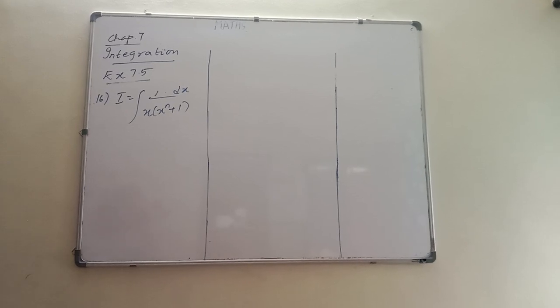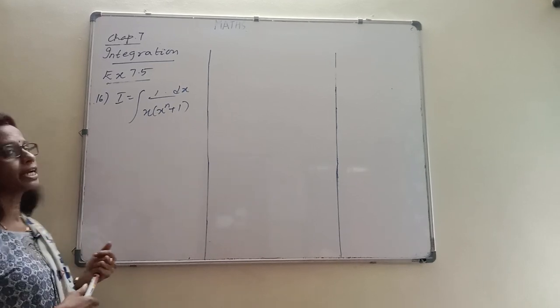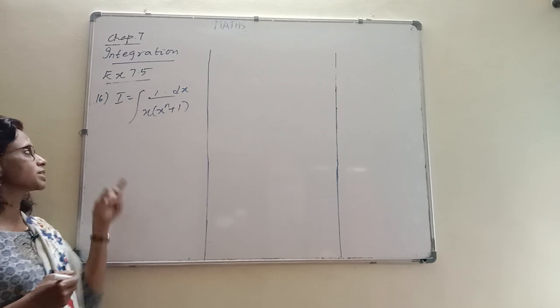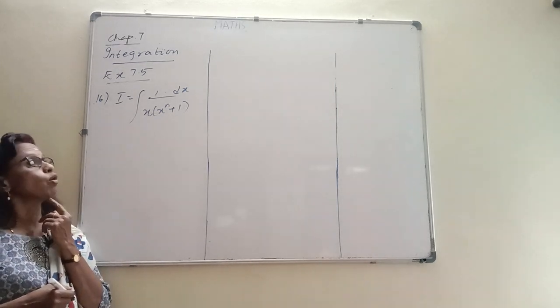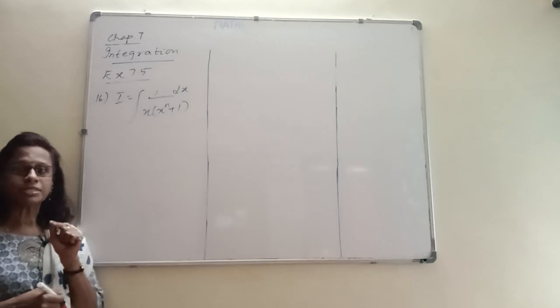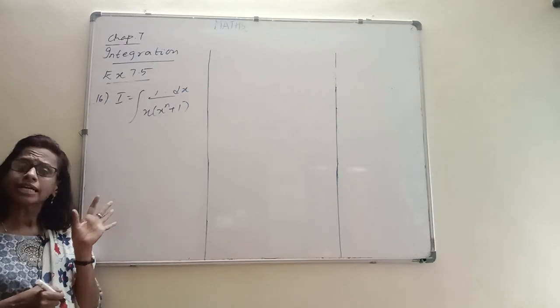Hello folks, we are once again back with this exercise 7.5 and now we are going to do the problem number 16 which is there on the board. It says that I is the integral of 1 over x times x raised to n plus 1 dx. It's a very characteristic problem.